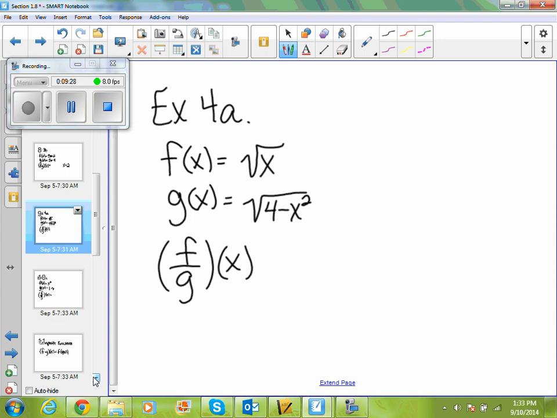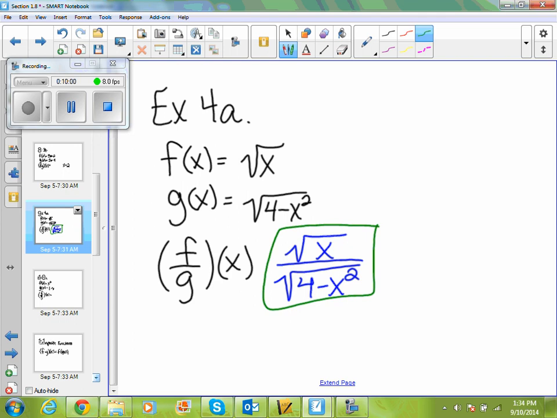Okay. So if my f of x is the square root of x, I get the square root of x. If my g of x is the square root of 4 minus x squared, I get that over the square root of 4 minus x squared. And then we have to figure out if we can simplify that. In this case we can't simplify because there's no way for us to take the square root on the bottom or on the top. So that becomes my final function. Division ones generally are the hardest ones to try to simplify.